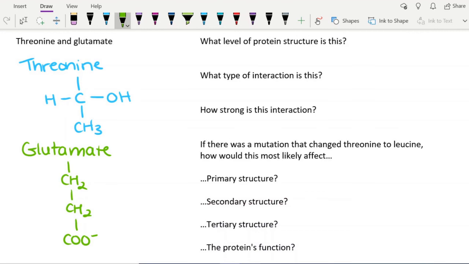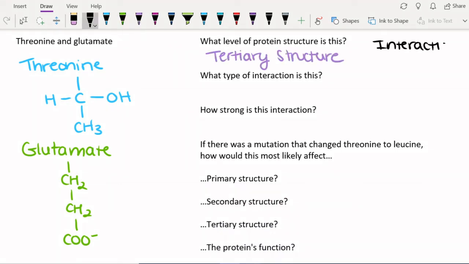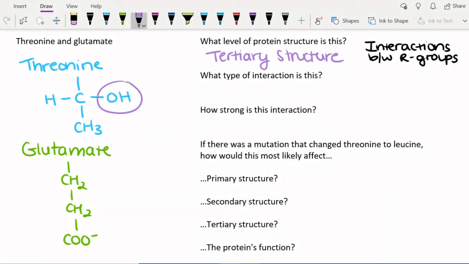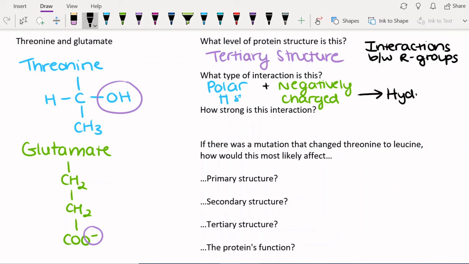First, what level of protein structure is this? Well, since we're looking at the interaction of two R groups in a polypeptide, this must be tertiary structure. What type of interaction is this? Let's look at the amino acid's chemistry. Threonine must be polar because it has a hydroxyl group. Glutamate is negatively charged. So, threonine's slightly positive hydrogen will interact with glutamate's negatively charged oxygen, forming a hydrogen bond.